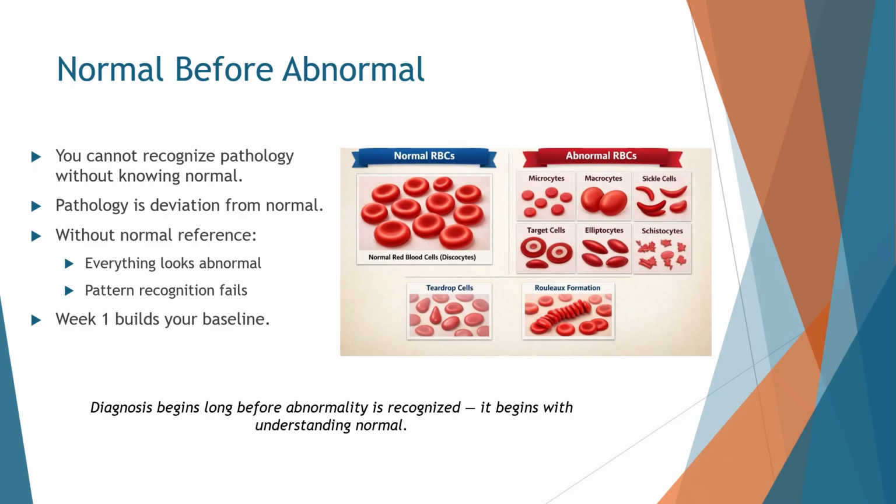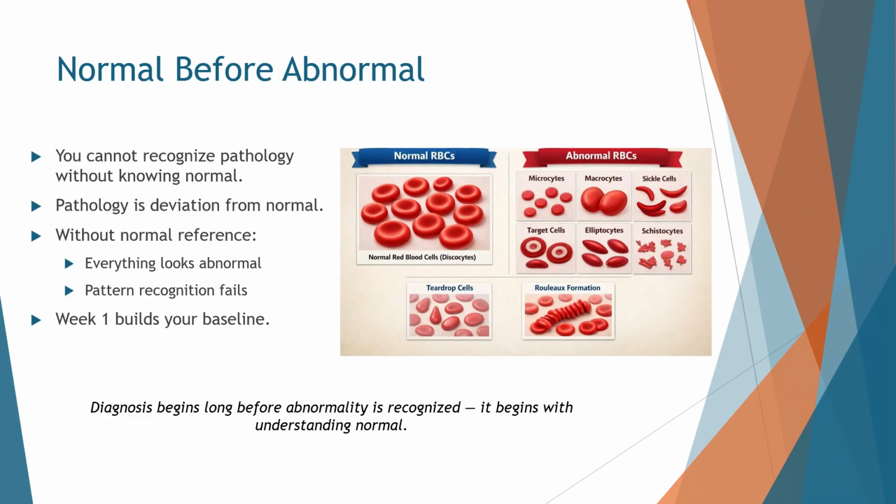Normal red blood cells should be uniform in size, round with central pallor about 1/3 the diameter, smooth margins, even staining. Once your brain locks that pattern in, abnormalities become obvious. Microcytes, they suddenly look tiny. Macrocytes jump out immediately. Target cells have unmistakable architecture. Schistocytes sound off visual alarm bells. This is why week one focuses so heavily on baseline morphology.